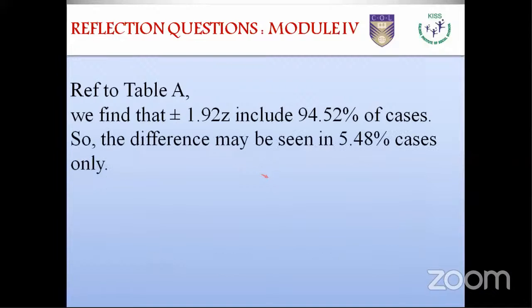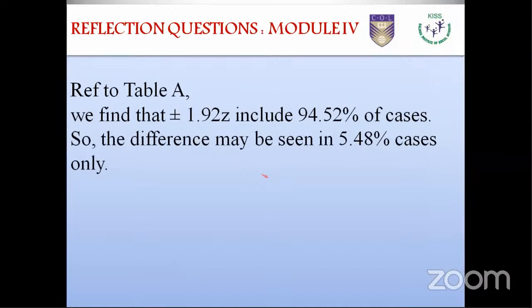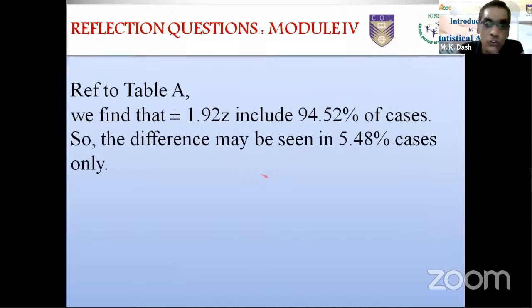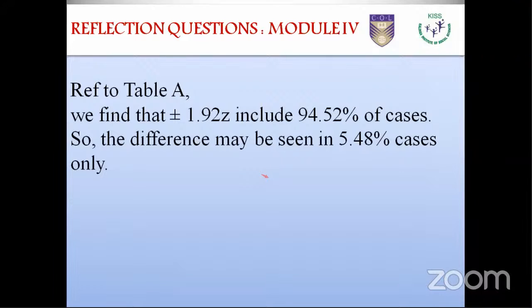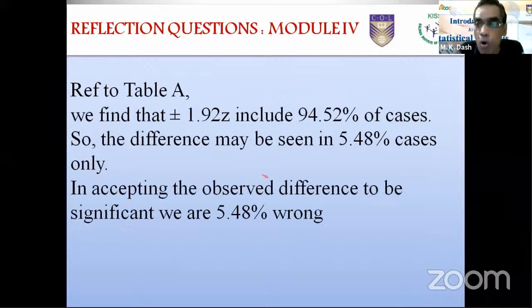Anyway, now refer to the table. We find the Z value is 1.92. What percentage of area does it cover? It covers 94.52% of area. So the difference may be seen in 5.48% only, meaning 100 minus 94.52. We are 95% confident. However, 5% error will be there. Meaning 5.48% of cases may go beyond it. In accepting the observed difference to be significant, we are 5.48% wrong.